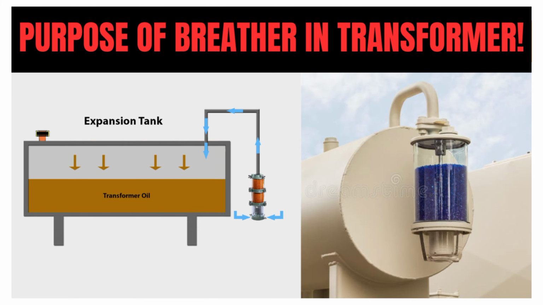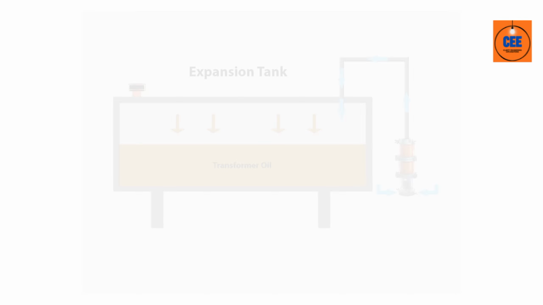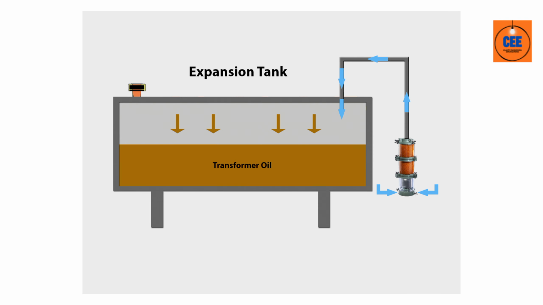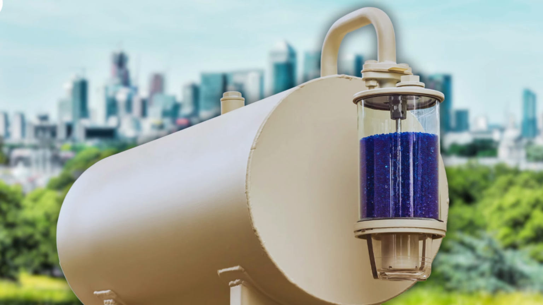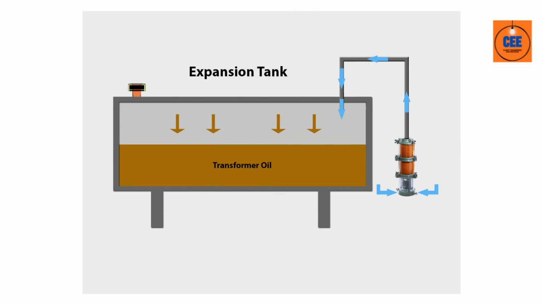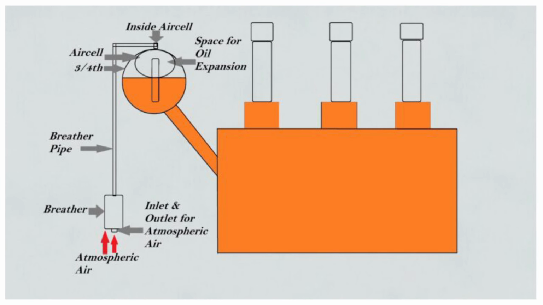Here in this video, we will see why the breather is used in the transformer. So what is the reason behind it? Let's talk about it. Basically, a breather in a transformer refers to a device that helps to maintain the health of the transformer by controlling the moisture and contaminants in the air surrounding the transformer oil. It's basically like a lung for the transformer, which allows it to breathe while keeping the bad stuff out.